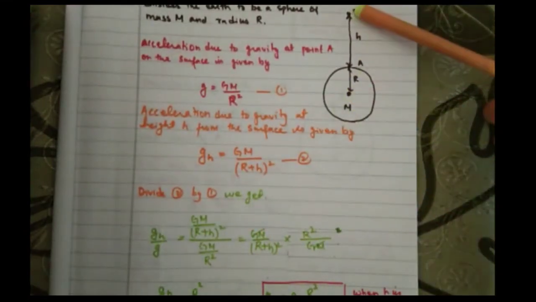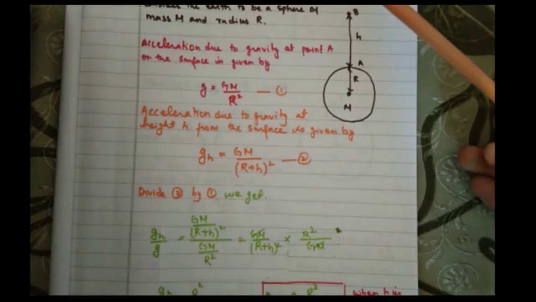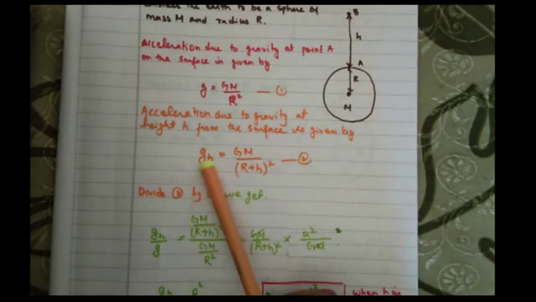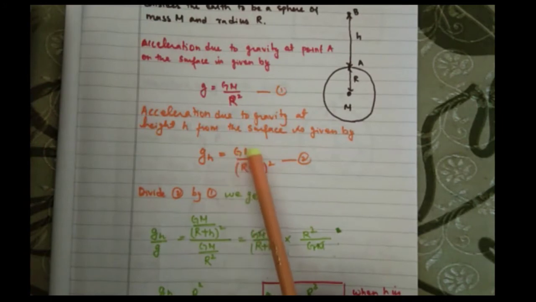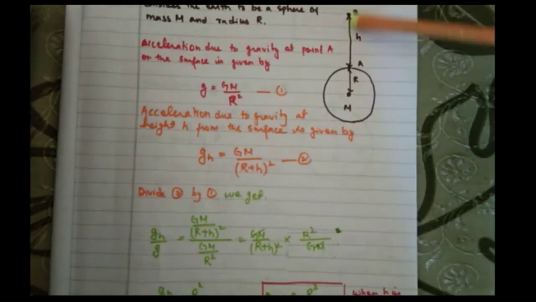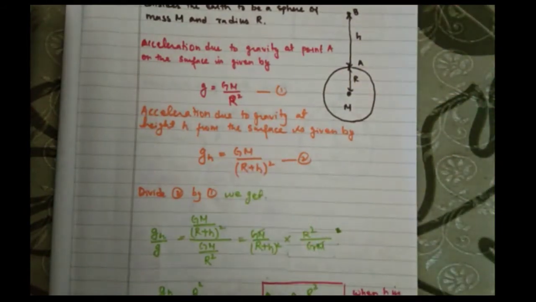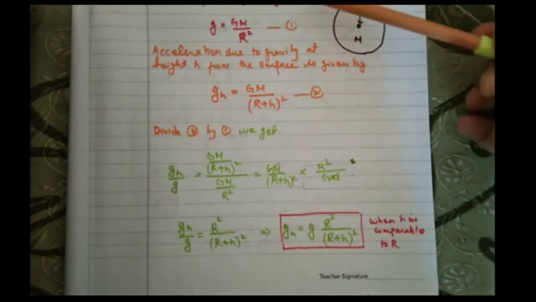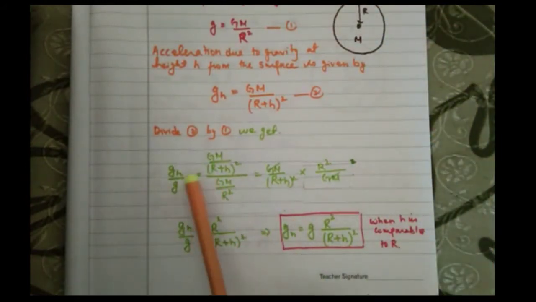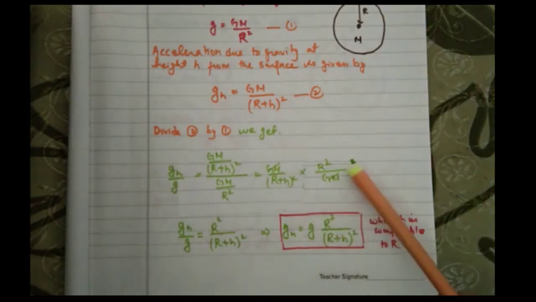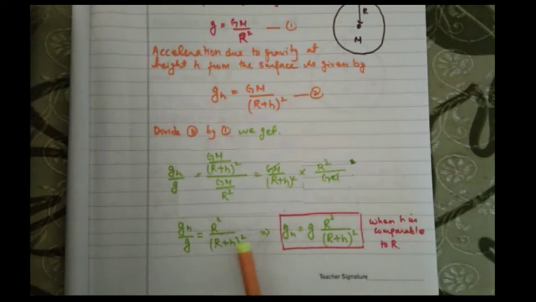Now we'll consider point B. So acceleration due to gravity at this point will be given by gh is equal to capital G into m divided by, now distance is more out here, so instead of r we'll use r plus h whole square. So now I'll divide equation 2 by equation 1. When you divide equation 2 by equation 1, this G m will get cancelled, so you are left with r square divided by r plus h whole square. So now your gh is equal to g r square by r plus h whole square.